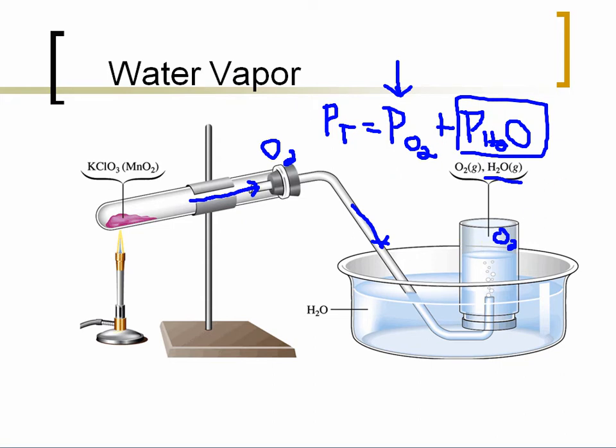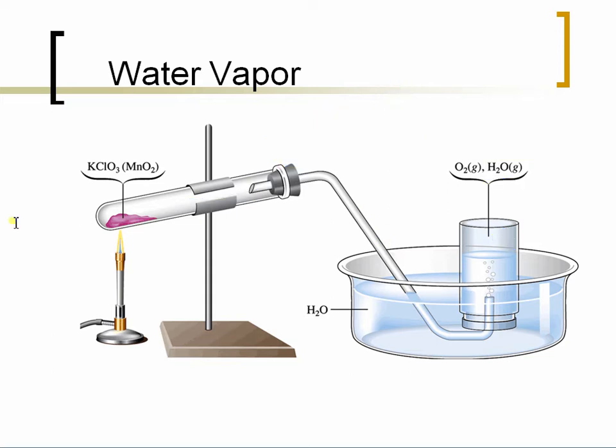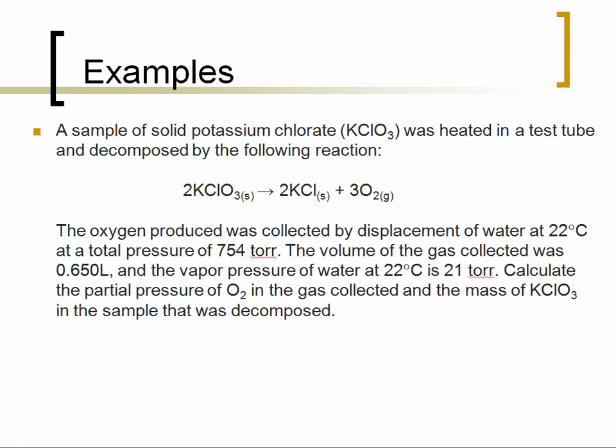So let's try an example that has to do with this type of device. A sample of potassium chlorate was heated in a test tube and decomposed by the following reaction. Just like our previous example, the oxygen produced was collected by displacement of water at 22 degrees Celsius and a total pressure of 754 torr. That's important. They're telling me what the total pressure is. The volume of gas collected was 0.650 liters, and the vapor pressure of water at 22 degrees Celsius is 21 torr.